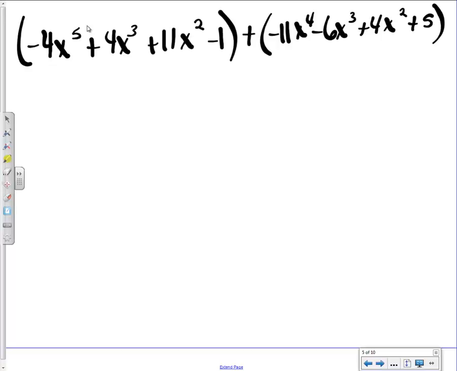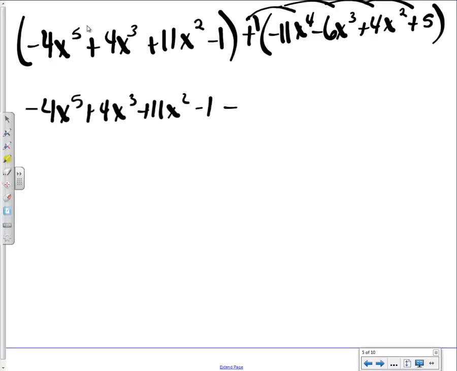So I need to first get rid of my parentheses. I do that by distributing this plus sign to every single term that follows. If it's a positive, a plus sign, an addition problem, it does not change any of the signs because you pretend as if you're multiplying by a positive 1, and 1 times anything is not going to change the signs. So I'm going to rewrite and bring everything down that I can. Okay, so there's my problem.